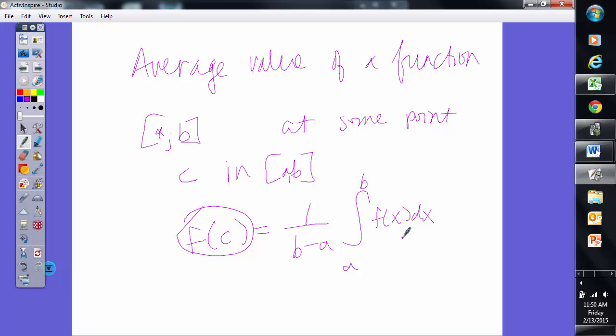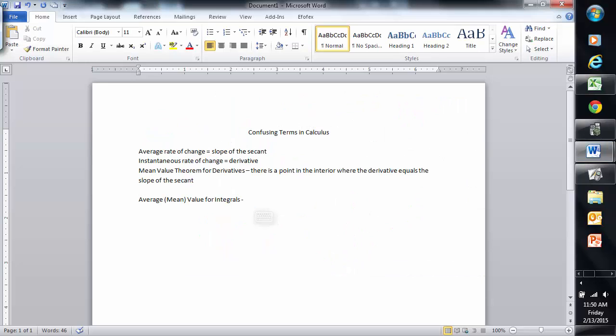Okay? So I want to show you this too. I really want to make sure you understand these. These are very confusing. Average rate of change is the slope of the secant of the function. Instantaneous rate of change is the derivative of the function. Mean value theorem for derivatives means there's a point in the interior where the derivative equals the slope of the secant, and c is the actual point where that happens. Average value for integrals is 1 over b minus a times the integral from a to b of f of x dx. And then the mean value theorem for integrals says that there's a point c somewhere in that interval that equals the average value of the function. So listen to that a few times, make sure it makes sense, and you're going to try some problems.